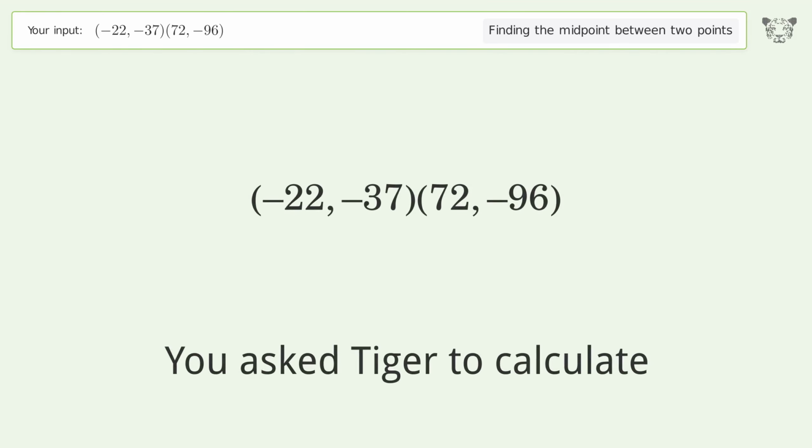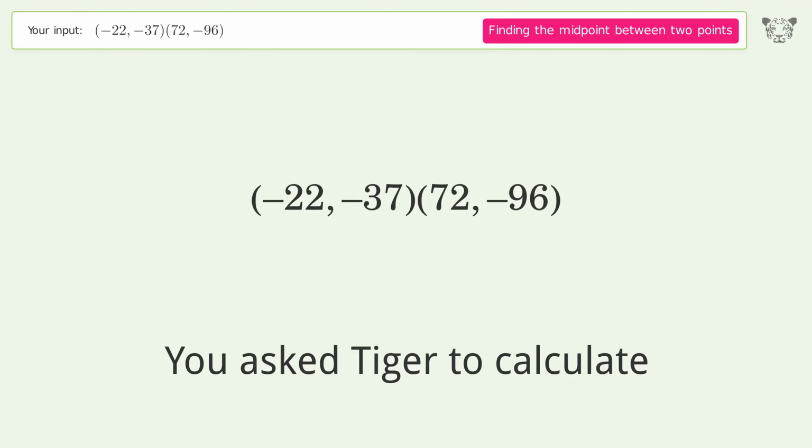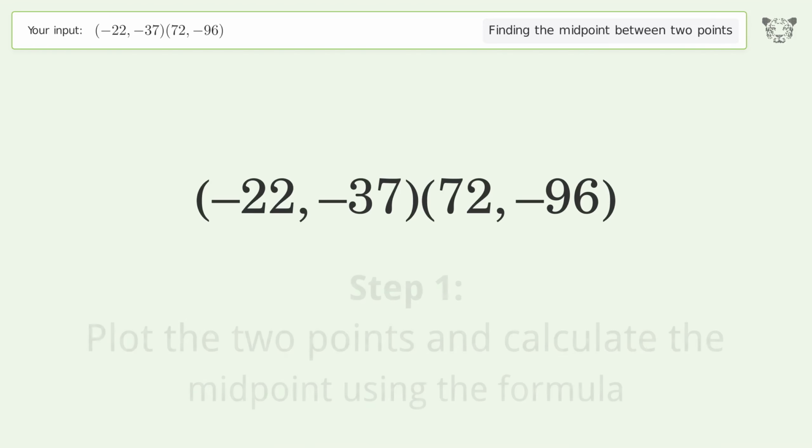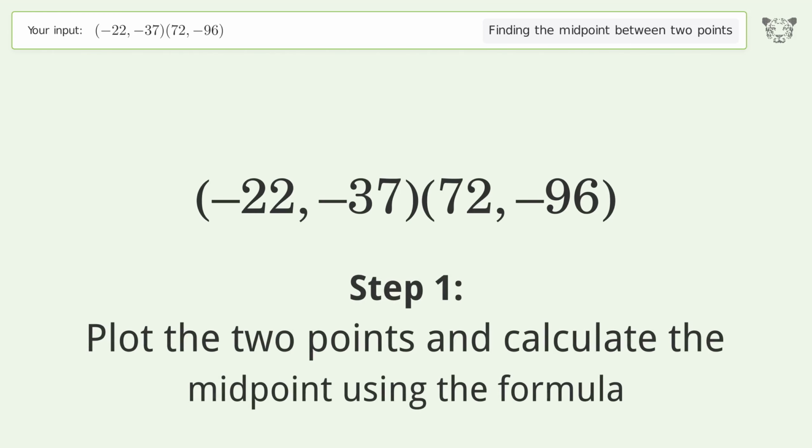You ask Tiger to calculate. This deals with finding the midpoint between 2 points. The midpoint between the 2 points is 25, negative 66.5. Let's solve it step by step. Plot the 2 points and calculate the midpoint using the formula.